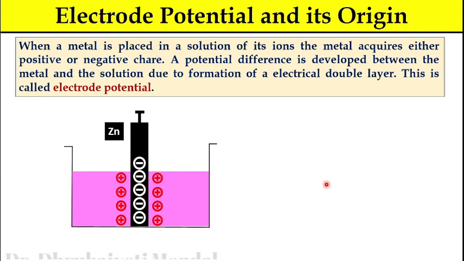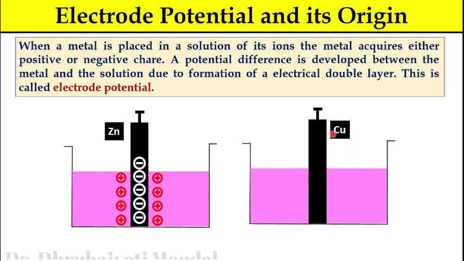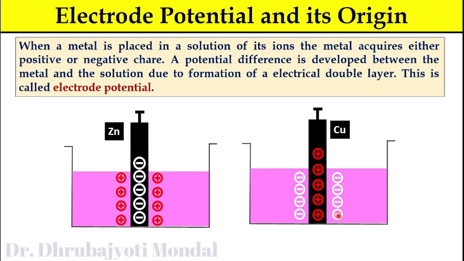So a potential difference occurs here, and this potential difference is called electrode potential. But if you consider copper, suppose here is a copper electrode dipped into a cupric sulfate solution. The Cu2+ goes from the solution to the copper electrode, so the positive charge density on the electrode increases, and the solution becomes negatively charged. Again a potential difference is developed at the junction of the electrode and the solution. This is again the electrode potential.